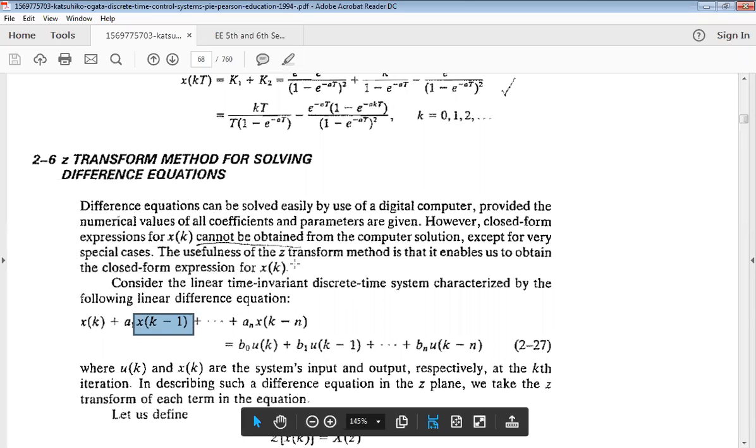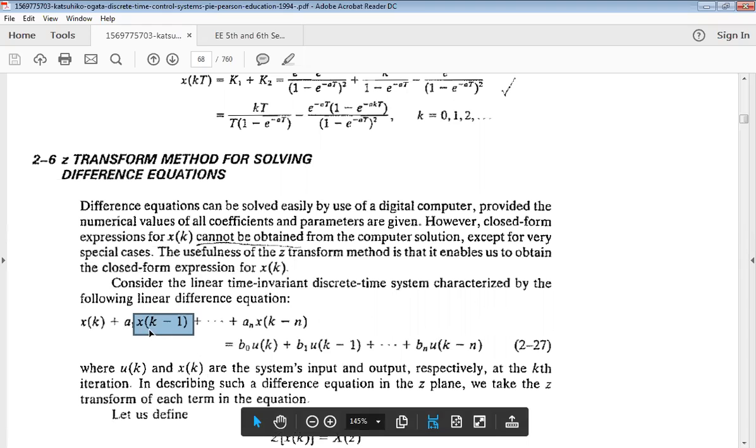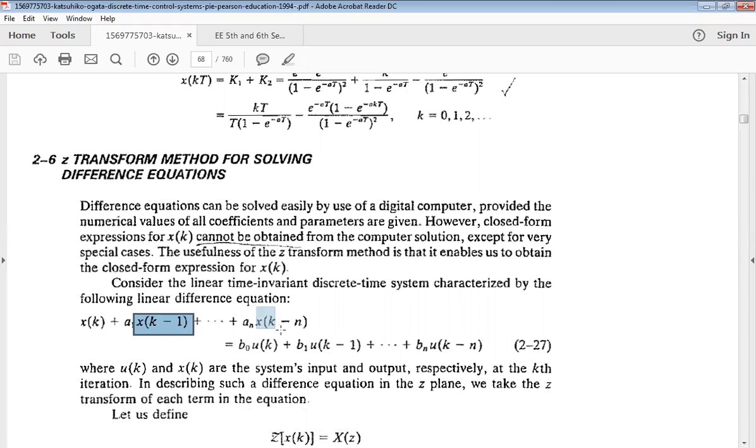So generally in the discrete time control system, the relationship between input and output is a combination of shifted signals. That means x(k) plus a1 into x(k minus 1) plus a2 into x(k minus 2) plus and so on up to an into x(k minus n). If you compare the continuous time signal with discrete time signal, you can say that x(k minus 1) is the first derivative of the output signal in the continuous time domain. Is it okay?